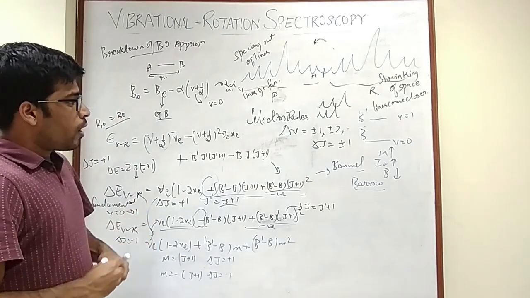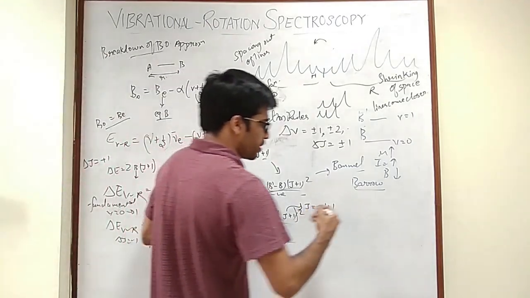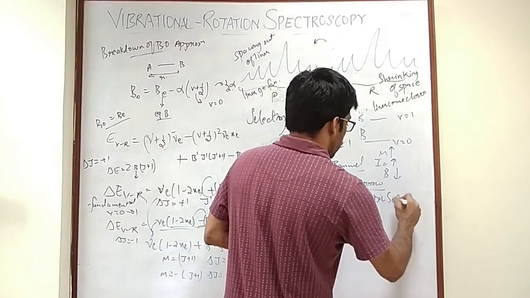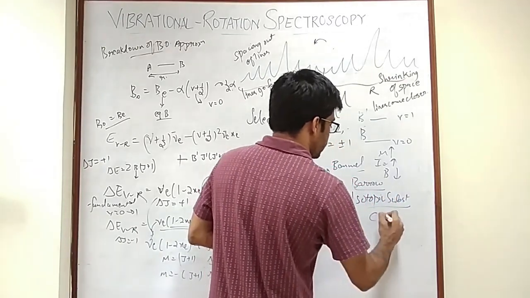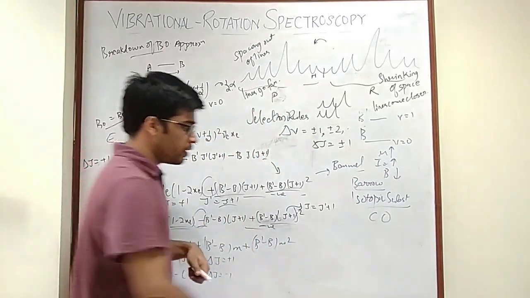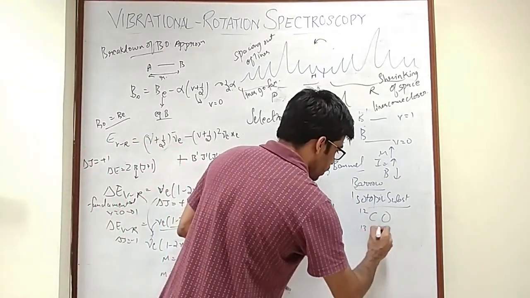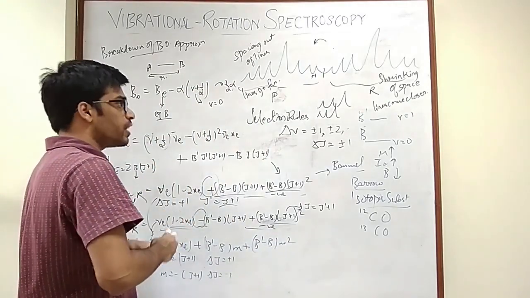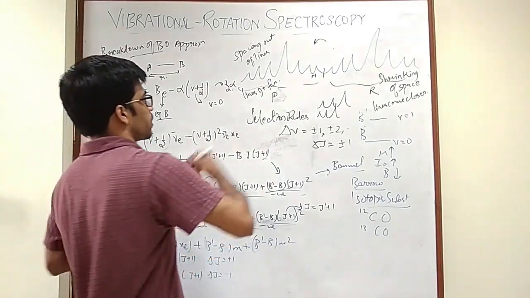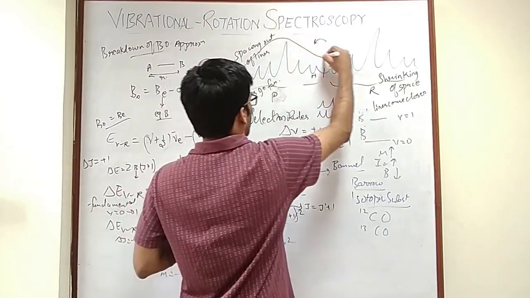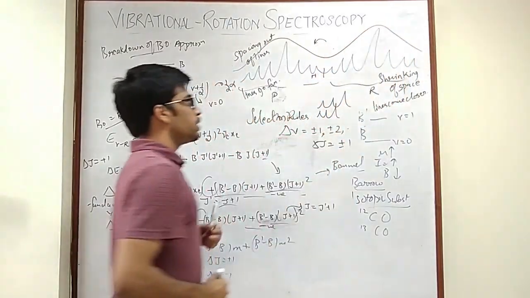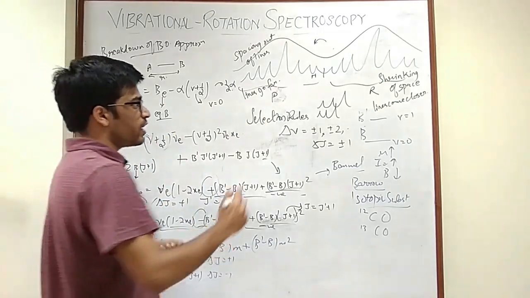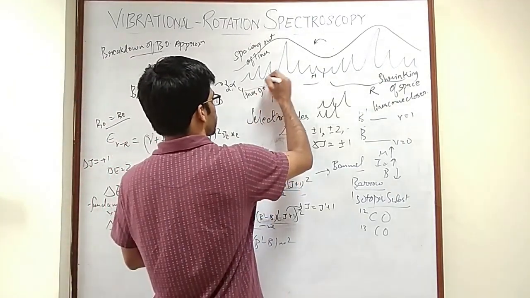We'll take one example and see what is the effect of isotopic substitution. Let's say I'm considering the case of CO. CO can be 12CO or 13CO, and I'll do it in the same plot. This is how the nature of the spectra is going to be. Now 13CO would look something like this.